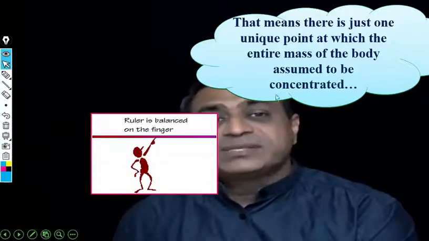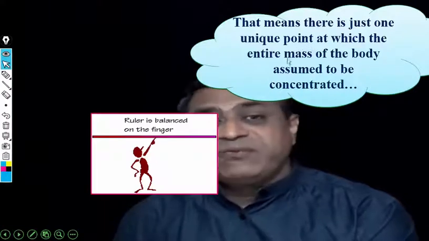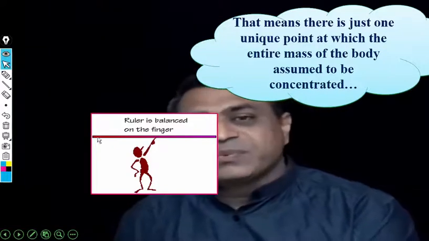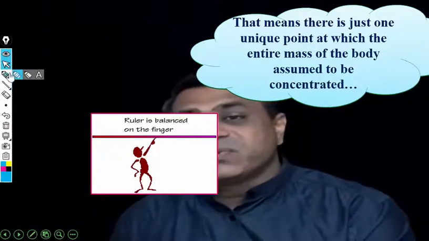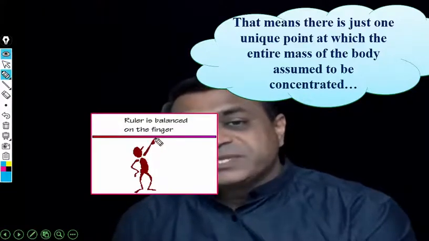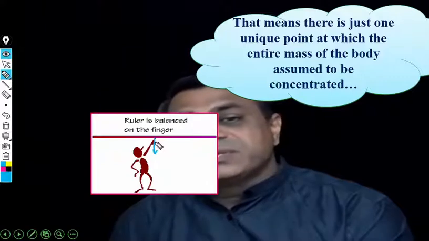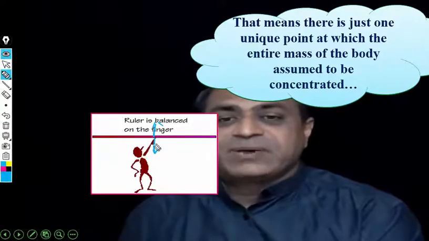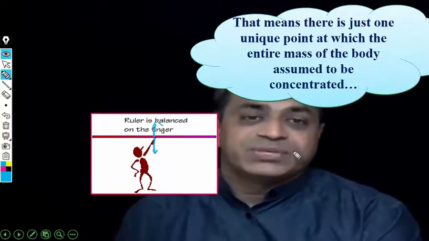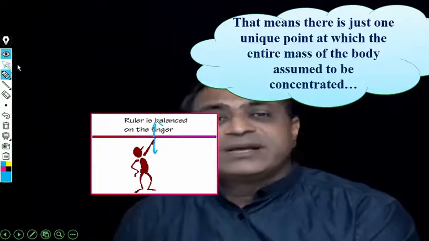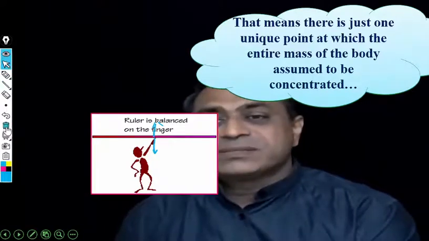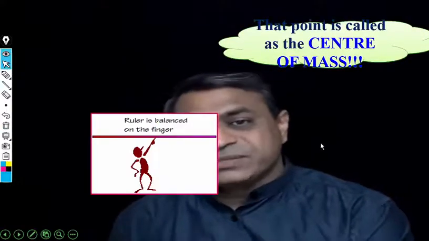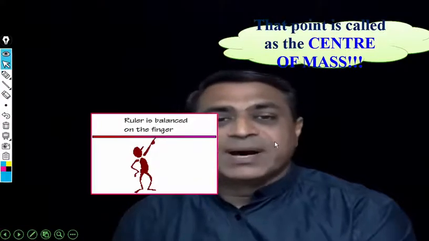That means there is just one unique point at which the entire mass of the body is assumed to be concentrated. Because the gravitational force acts in the downward direction, and this is balanced by an upward force at the same point in the upward direction. So now this ruler is in a balanced position. It means the whole mass is concentrated at a single point. All mass is concentrated at a single point. That point is called the center of mass.